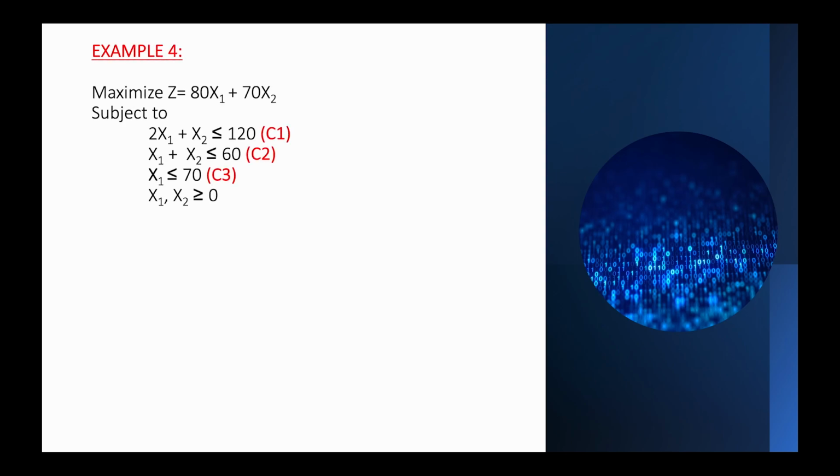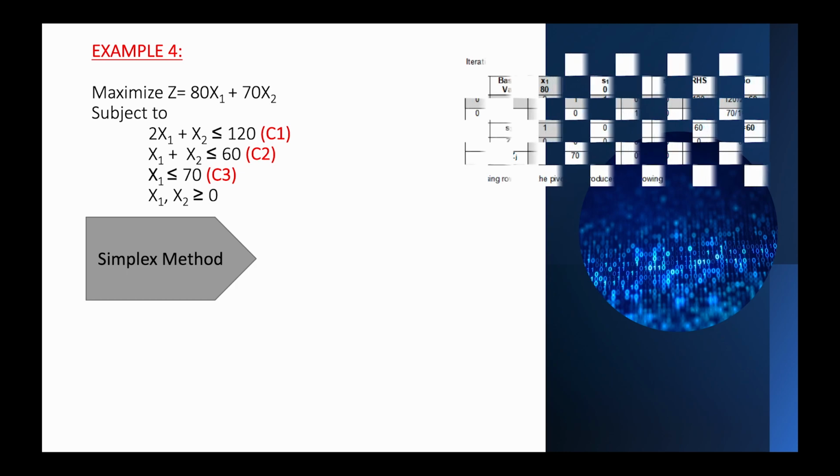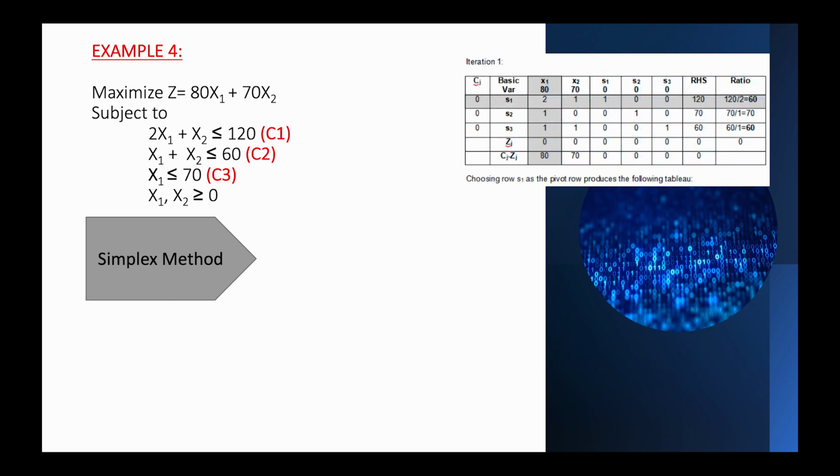Example 4, with simplex method output, in the first iteration, degeneracy is detected when more than one row has the same smallest non-negative number, or ratio value. So based on iteration number 1, choosing row S1 as the pivot row produces the following tableau.